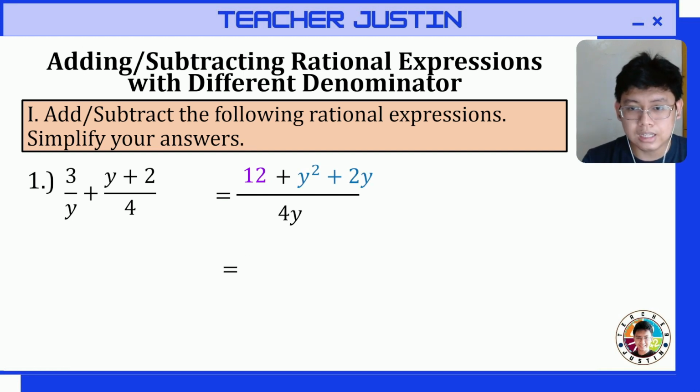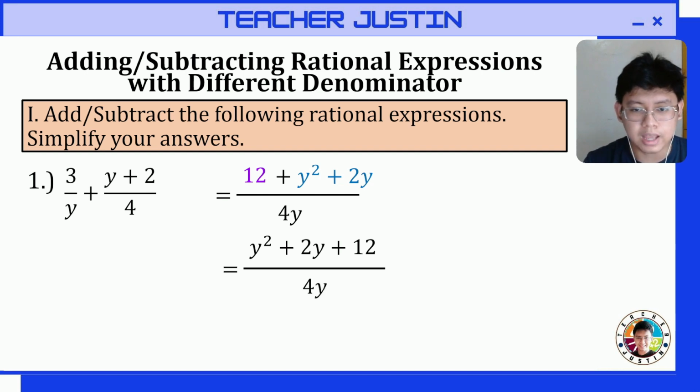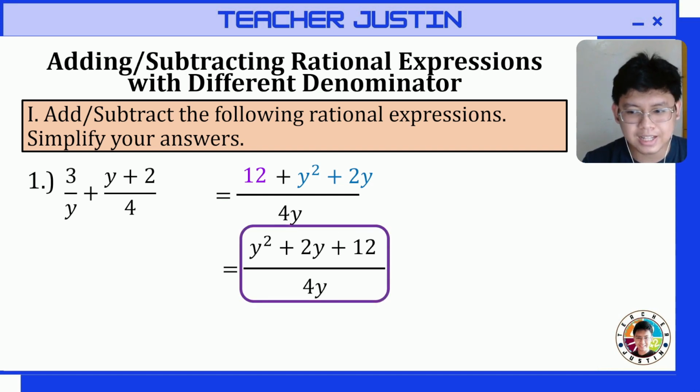Then, let's add. Since walang similar terms, we will just copy y squared plus 2y plus 12 and write it in standard form na naka-arrange yung ating variable from highest degree to the lowest degree. So, y squared plus 2y plus 12 will be our numerator and our denominator will be 4y. And that will be our final answer. And that's it. Ta-da! Alright.